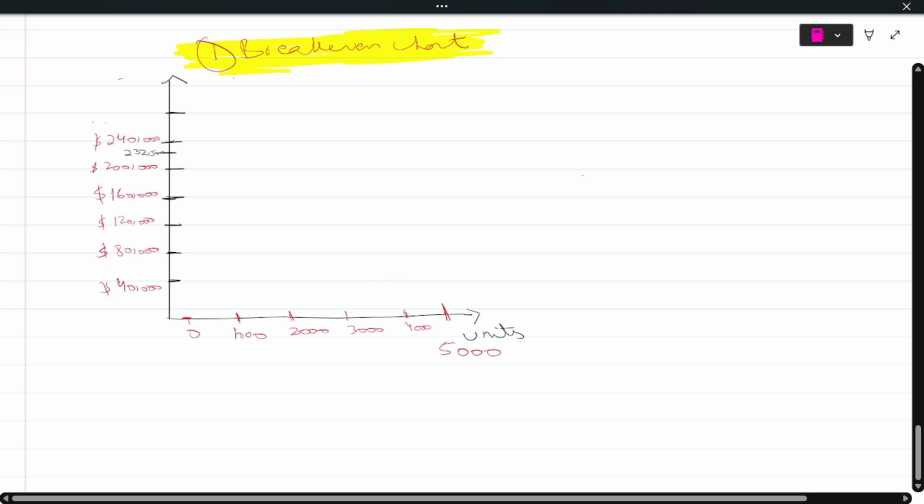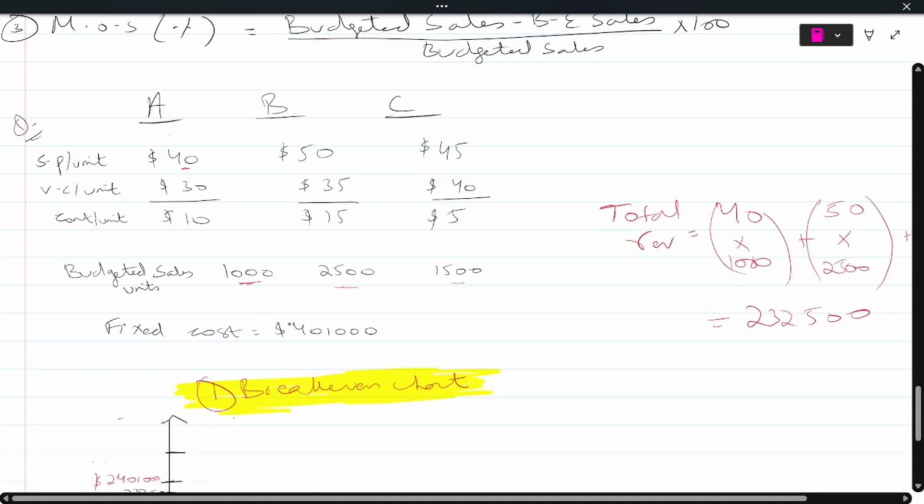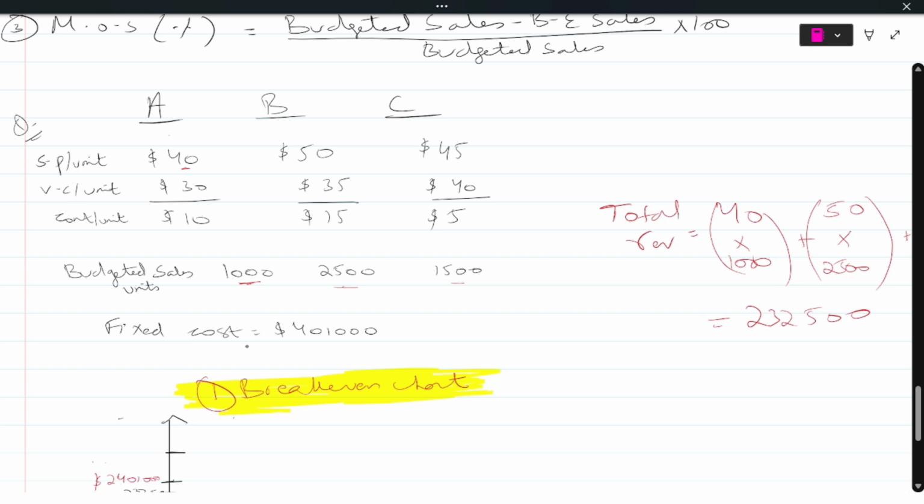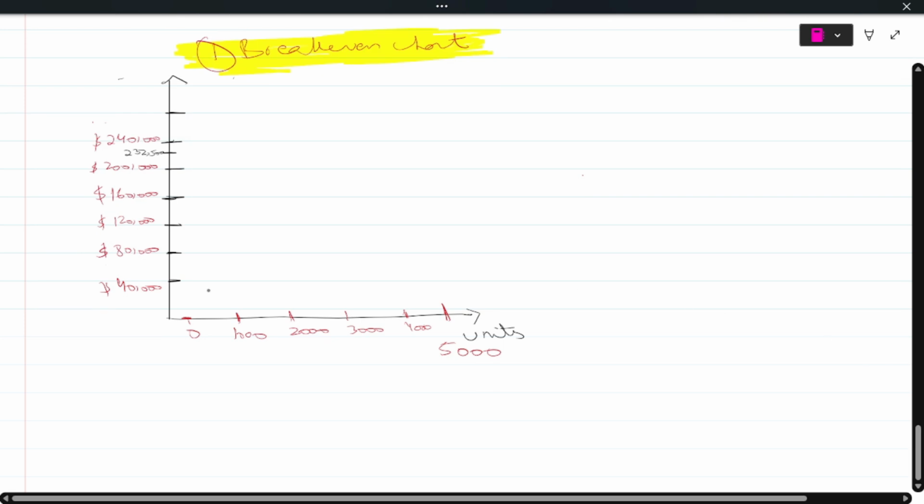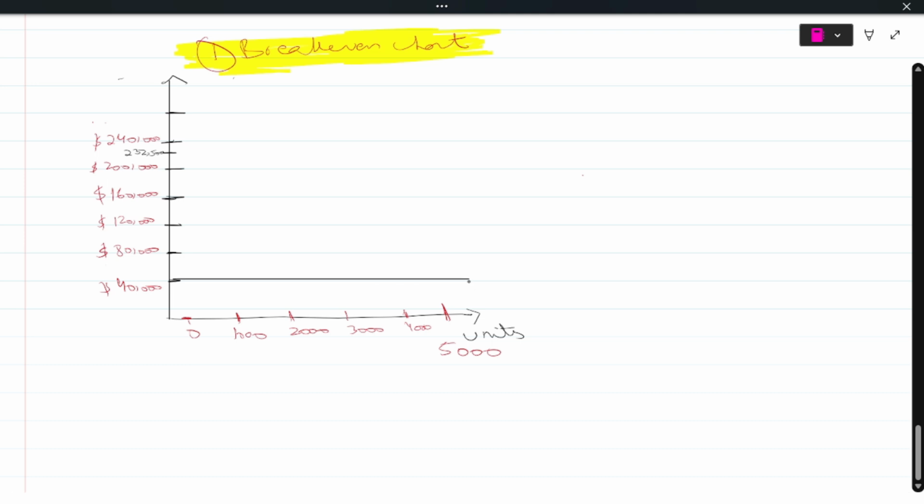What do we need to do now? We need to basically now draw our lines, right? So let's go and try to draw the fixed cost line first, because remember that break-even chart has 3 lines: total revenue, total cost, fixed cost, right? And this is something we have discussed in detail in our previous classes. So fixed cost is 40,000 and it is going to remain the same no matter what the units are, right? So let me just draw a straight, horizontal line on $40,000. Okay, that is our fixed cost line.